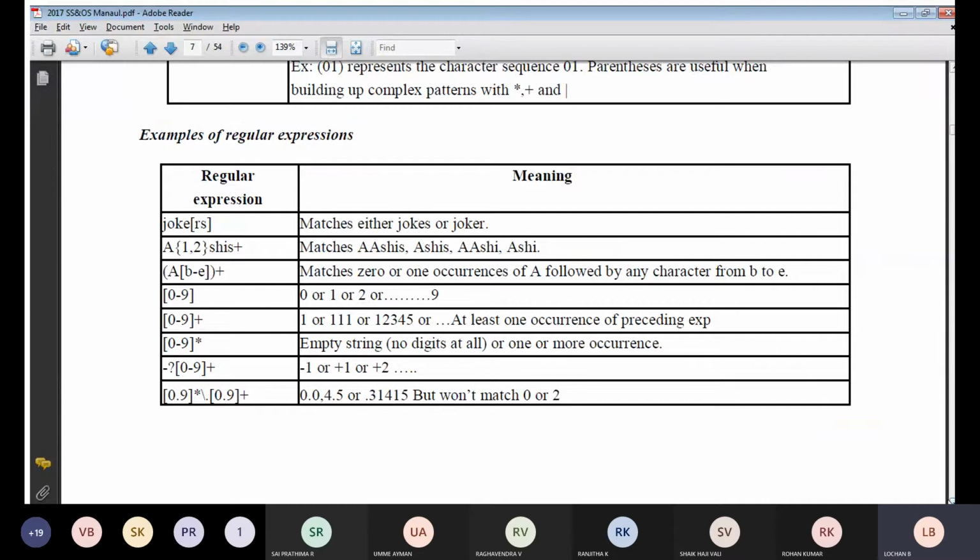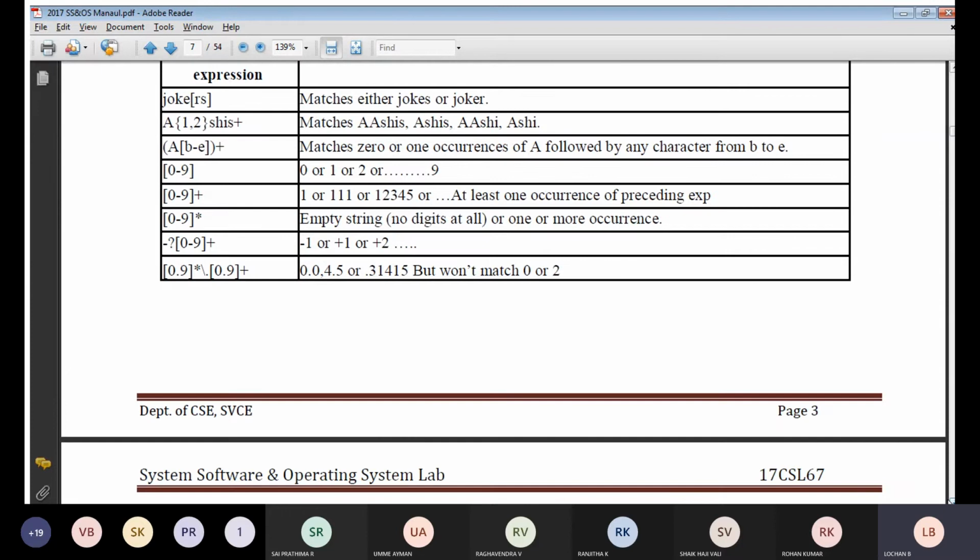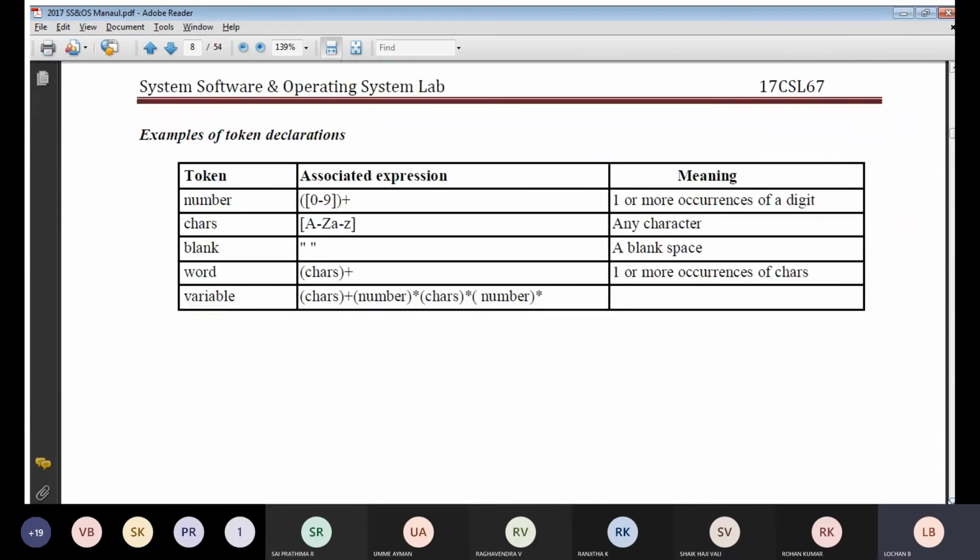In the lab programs, whatever question they may ask, probably we will be using 0-9. That means the range 0 or 1 or 2 or 3 up to 9. 0 to 9 with plus means at least one you need to have. Star means an empty string is allowed. These are a few examples we will be taking with respect to regular expressions.